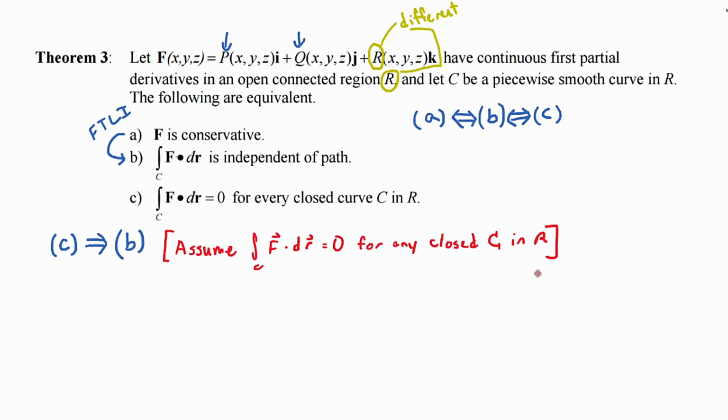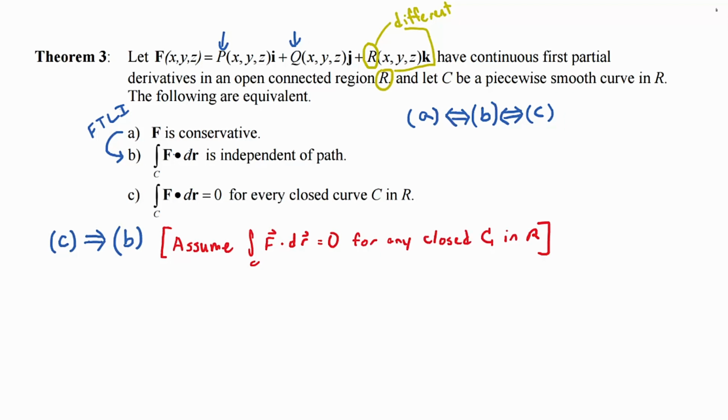We have to show that it's path independent. So how do you do that? Well, you pick two generic paths from a beginning point to an end point and show that you get the same thing if you evaluate the line integral over each path. All right, so how do you do that?